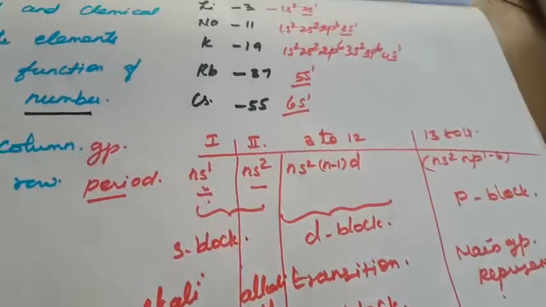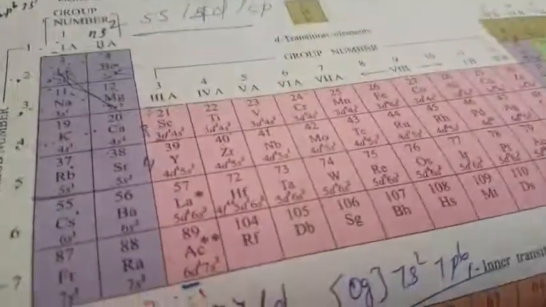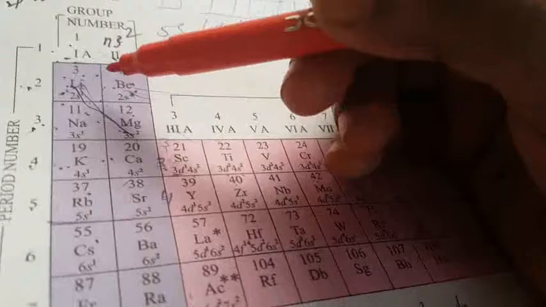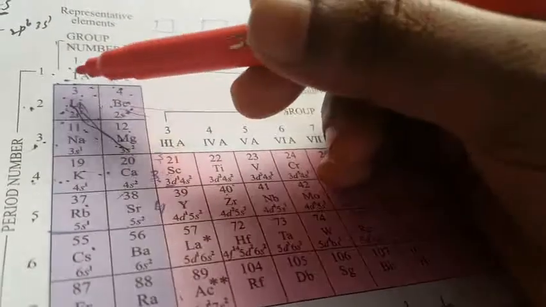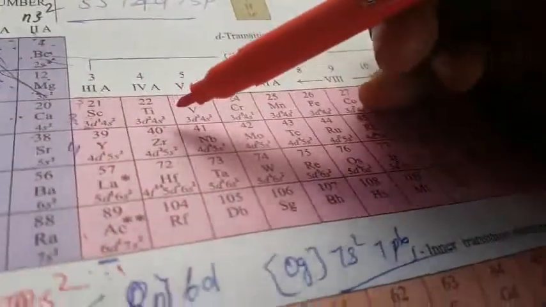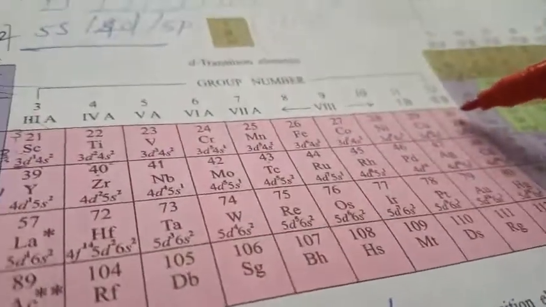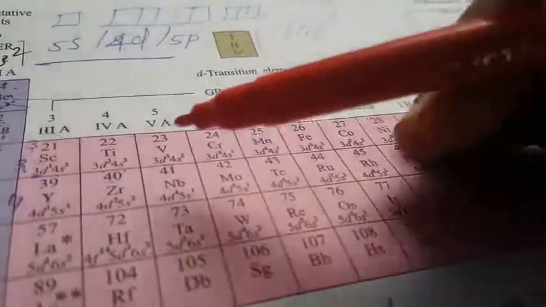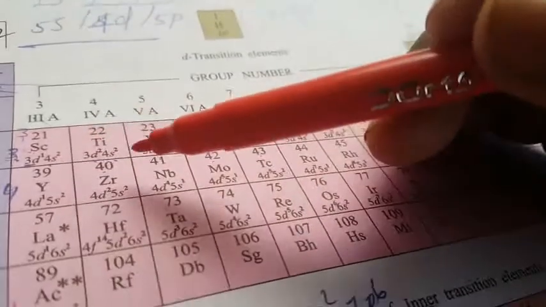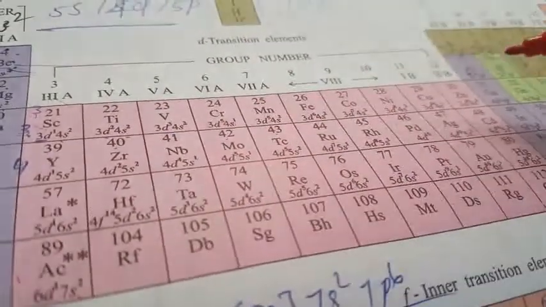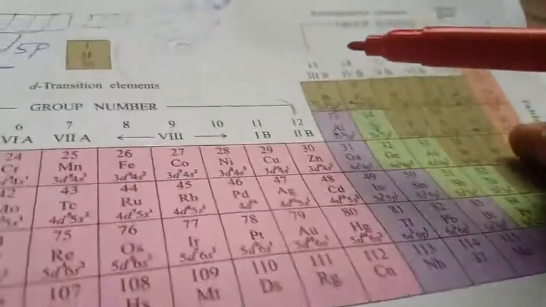See the periodic table in your textbook, page number 74. Here the first group and second group are the s-block elements. Groups 3 to 12 are the d-block elements. The electronic configuration is 3d1, 3d2, 3d3; according to that number, the electronic configuration is given.